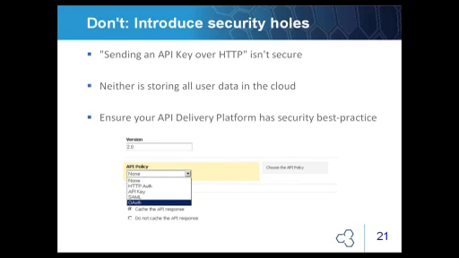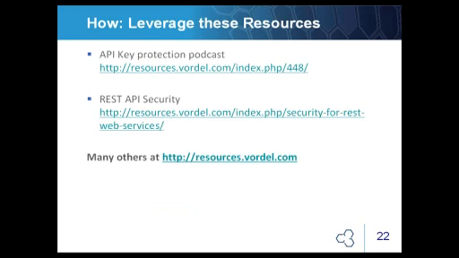Neither is storing all the keys in the cloud in a non-secure manner. There have been plenty of examples of data breaches already. It's important to link that in with your systems. So you must ensure that your API delivery platform provides this security best practice, so you're not trying to roll your own security. Vordel provides resources around REST API security, with guidelines that you can apply in your own organization, and you can read these resources about how to apply them to your REST APIs.